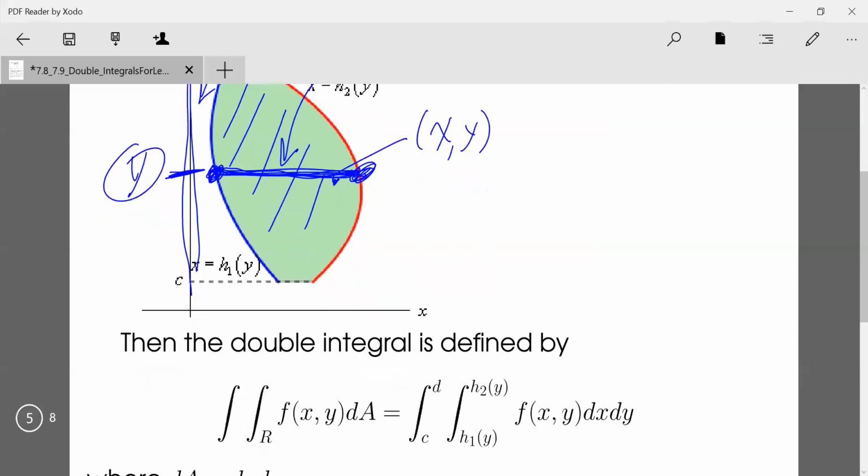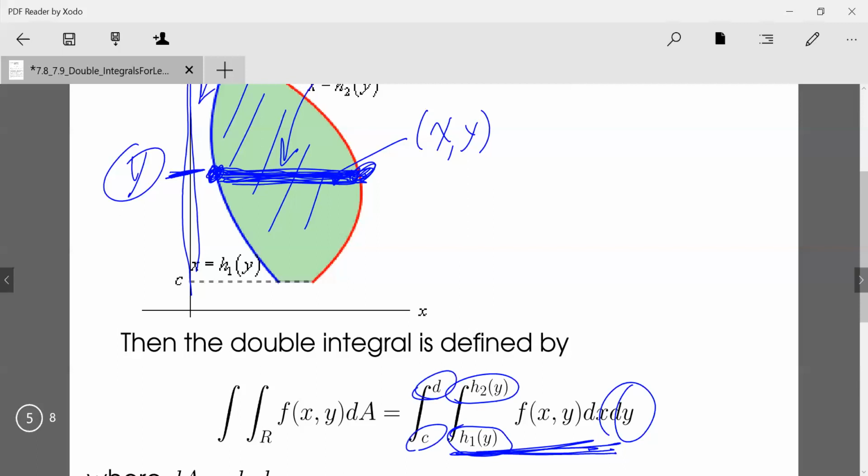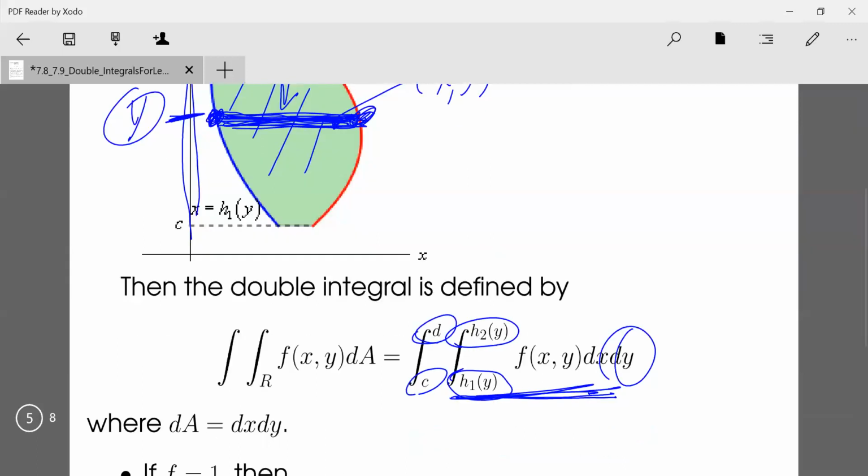So here we integrate with respect to x first, from h1 of y to h2 of y. Okay, so this integral here is the integral on this interval, this cross section, and then we integrate with respect to y from C to D. Okay. So we get another definition.